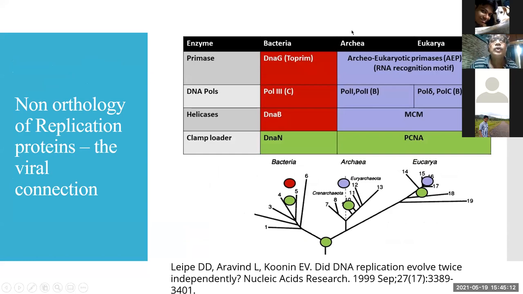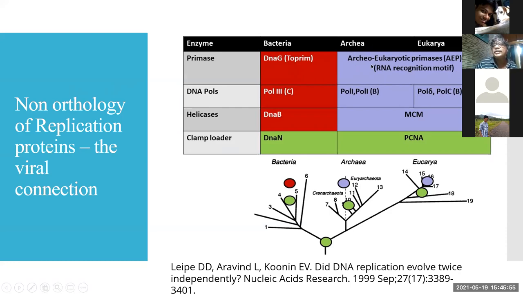But once these DNA viruses evolved, what is the evidence that they contributed to the origin of the cellular DNA forms of life? It is very interesting to know that the replication systems of cellular organisms are non-orthologous. That means if you take bacteria, archaea, and eukarya, all of them require enzymes like a primase, a DNA polymerase, a helicase, and a clamp loader. But you'll find that the DNA primase of bacteria has a totally different evolutionary history from the primase of archaea.